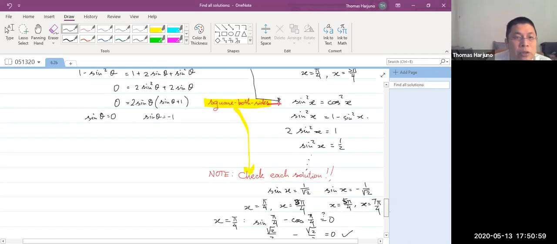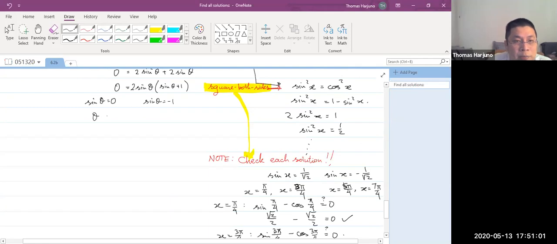Sine theta equals 0 when theta is pi n. It's from 0 to 2 pi. Let me just write it down: 0 or pi. Sine theta equals -1 when theta is 3 pi over 2. Now I need to check.